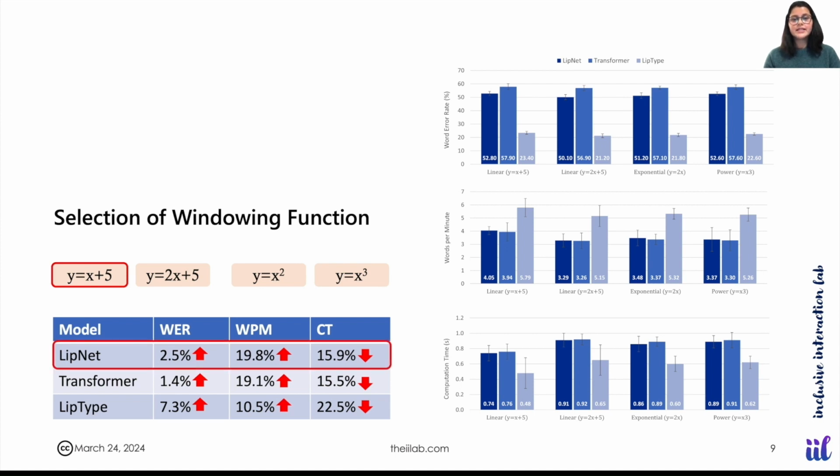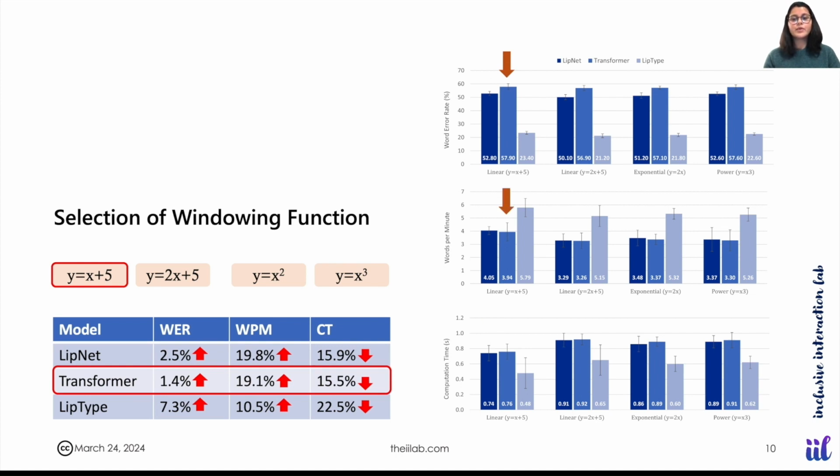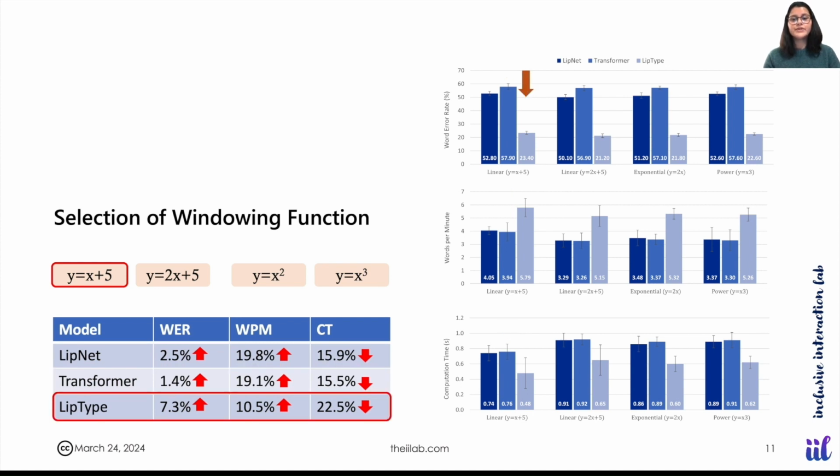Specifically with LipNet, the function demonstrated a 2.5% increase in word error rate, a 19.8% increase in words per minute, and a 15.9% reduction in computation time. With Transformer, a 1.4% increase in word error rate, a 19.1% increase in words per minute, and a 15.5% reduction in computation time. And with LipType, a 7.3% increase in word error rate, a 10.5% increase in words per minute, and a 22.5% reduction in computation time compared to the remaining three windowing functions.